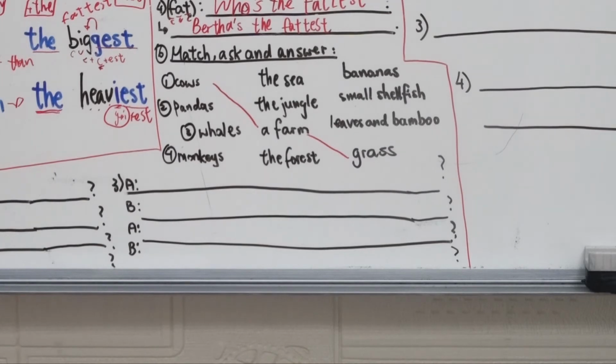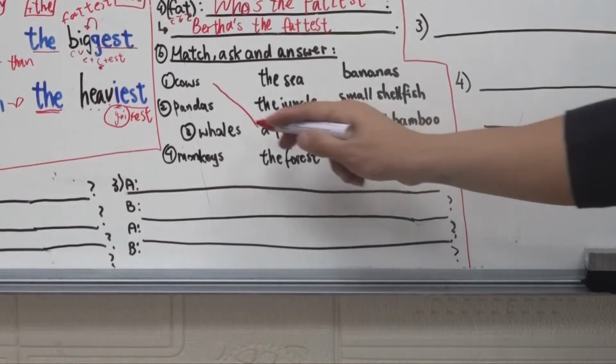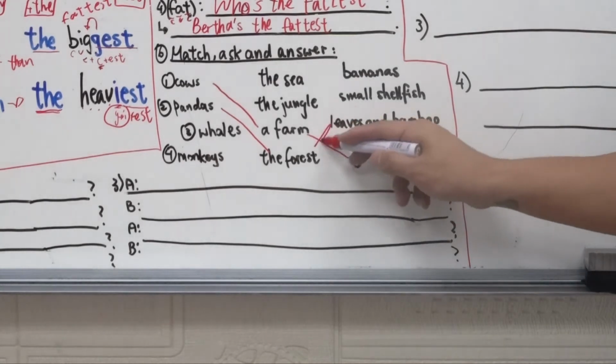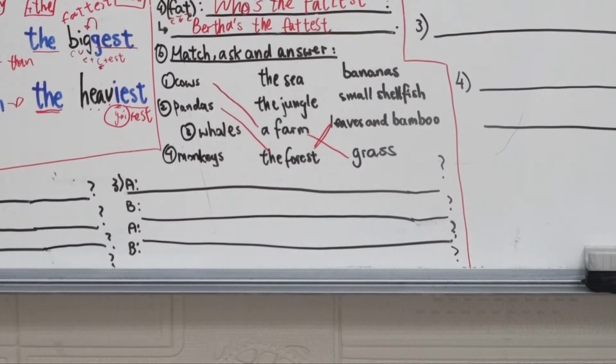Alright, what about the pandas? Number 2, pandas. Where do pandas live? In the sea, in the jungle, or in the forest? Where do you think pandas live? In the forest, right? They live in the forest. Pandas live in the forest and they eat bananas or small shellfish? Bamboo. Okay, very good, leaves and bamboo, right? They eat leaves and bamboo.